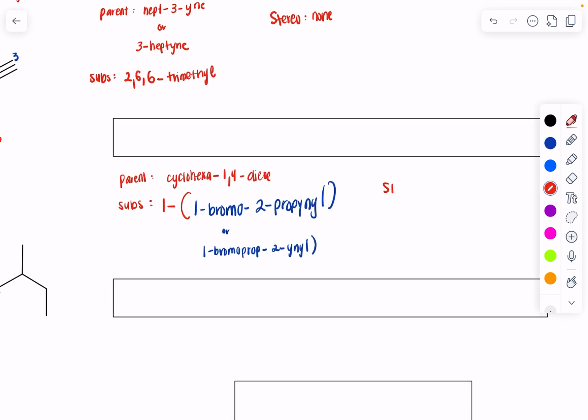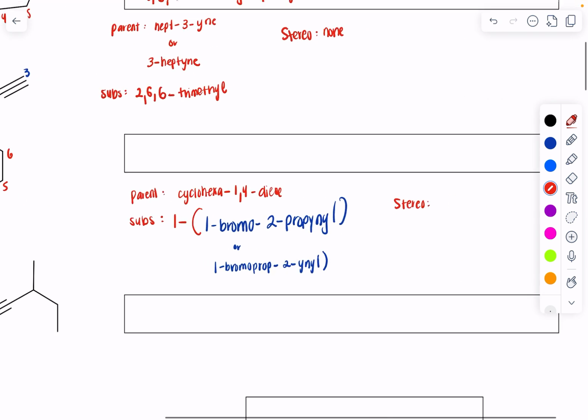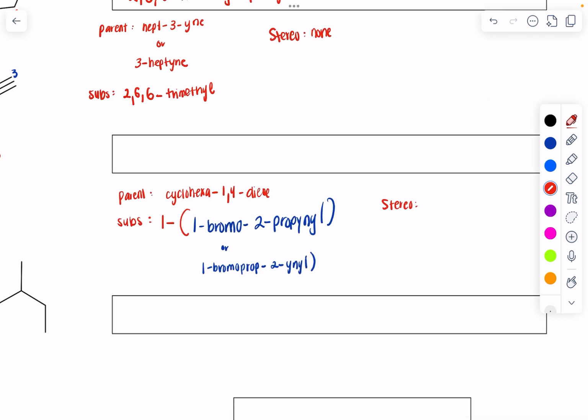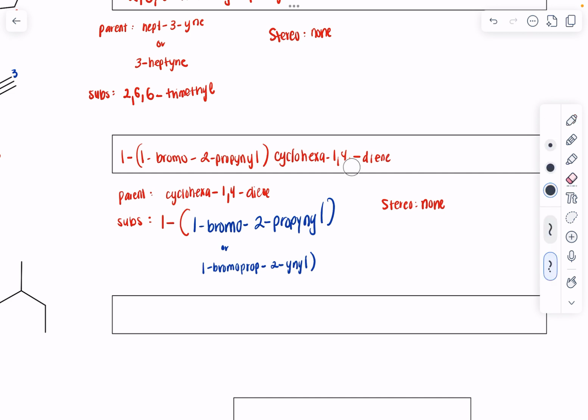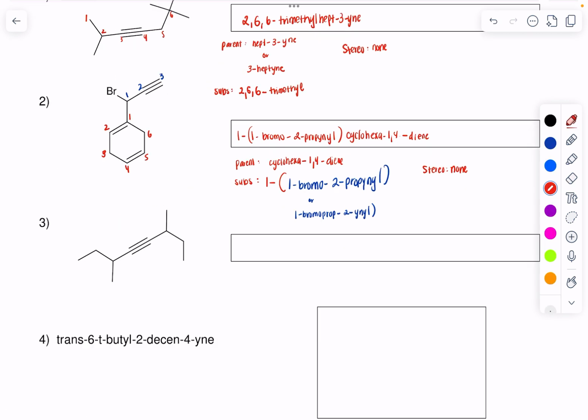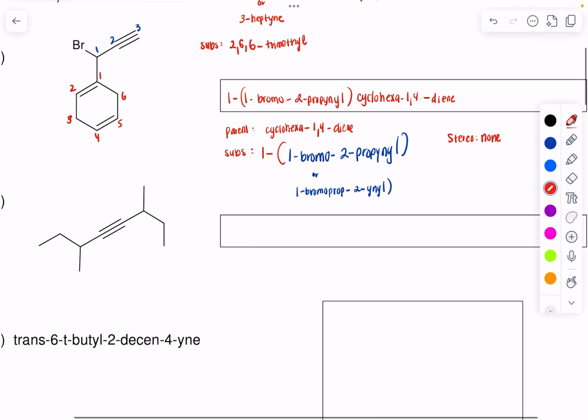And then again, there is no stereochemistry with double bonds within a cyclic structure, and triple bonds themselves do not have any stereochemistry, so we do not have any here. So the final written out answer would be 1-bromo... there we go. And that would be how you would do that.